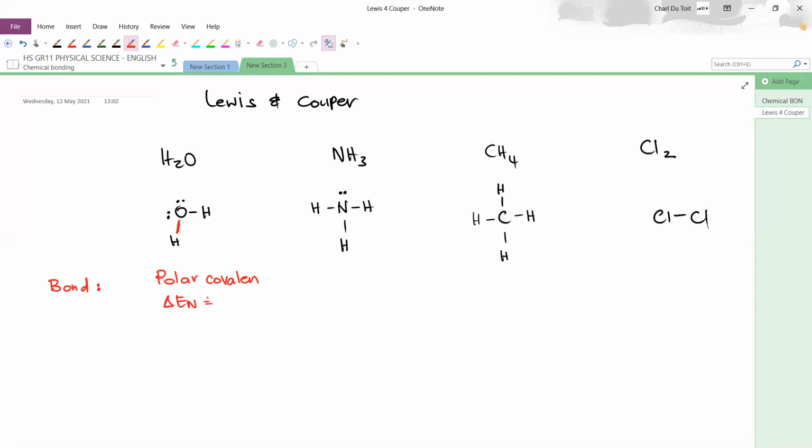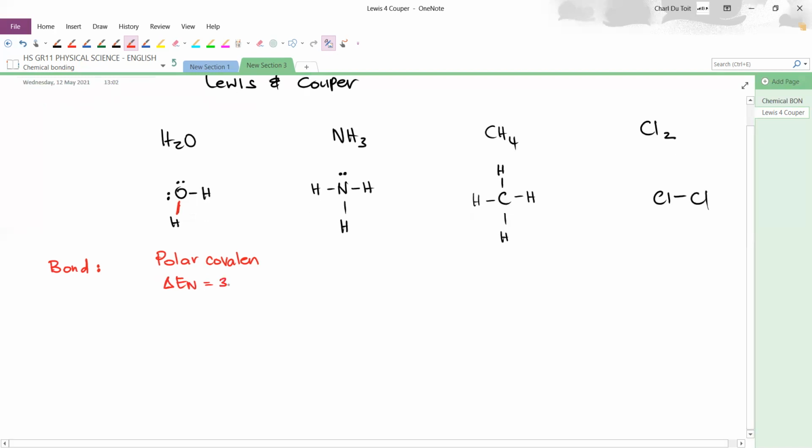Basically, is there a difference between electronegativity? Yes, there is a difference. Oxygen is what? Is it 3.5? 3.0. Yes, it's 3.5 minus 2.1. So I'm just going to not do that calculation. It's 1.4, isn't it? Yes, sir, 1.4. The difference in electronegativity is 1.4. So it's polar covalent with a T at the end.